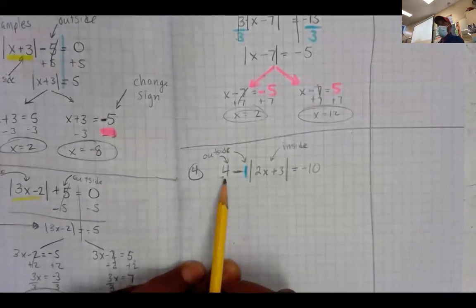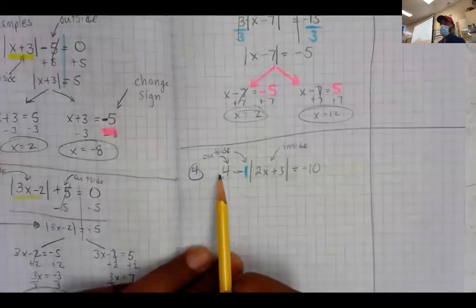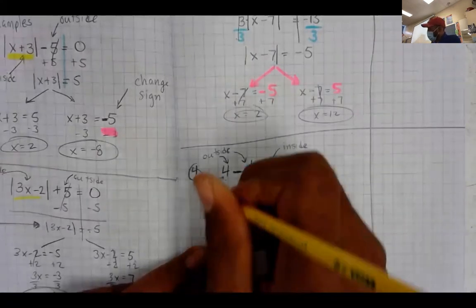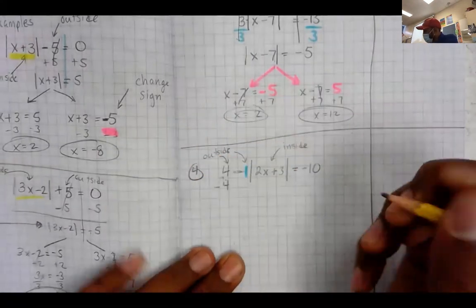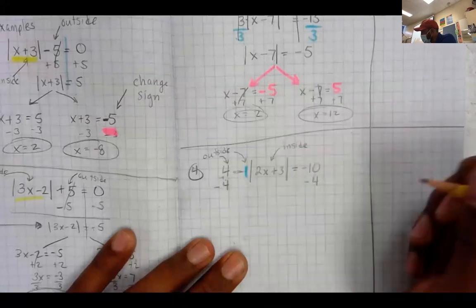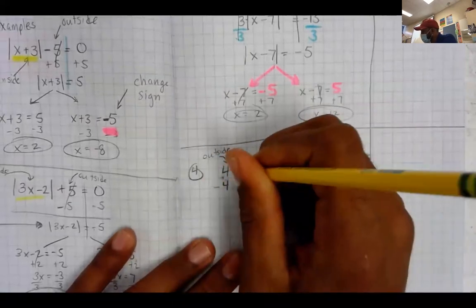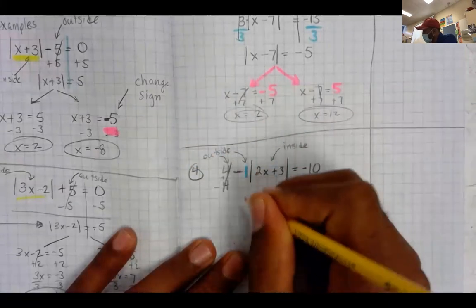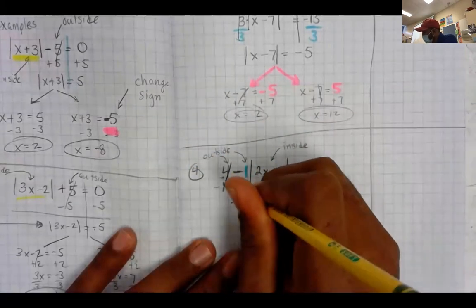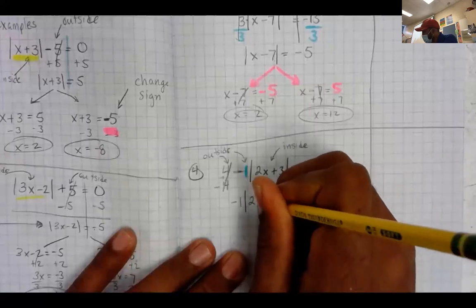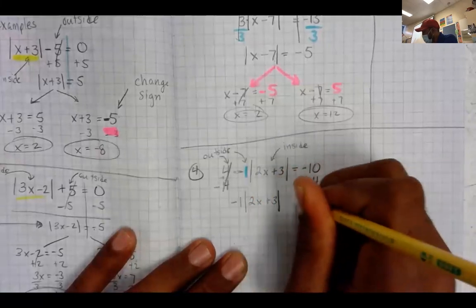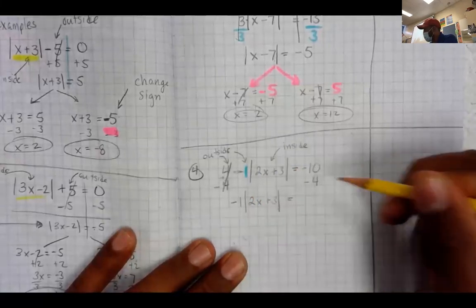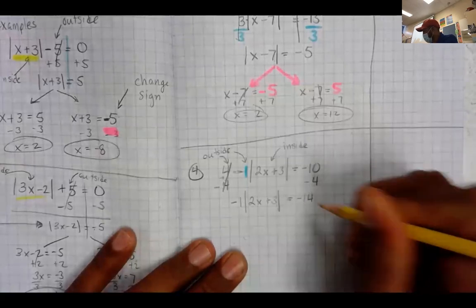Now, the one that is being added or subtracted, that's the one we want to deal with first, which would be this 4. So first, we're going to subtract the 4 from both sides. Sorry for my shaky table, it's extra creaky this morning. All right, so then I bring that down, and I have the -1 times the absolute value of 2x plus 3, and then -10 minus 4 is -14.